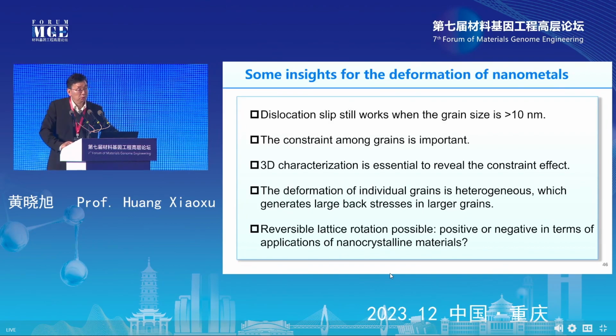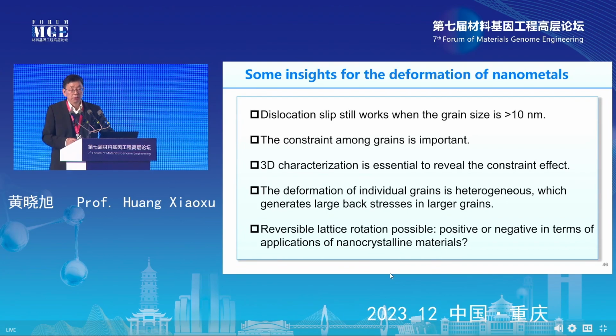and this high stress generation requires, of course, the constraint between grains. If we do 2D observations, the constraint will be very much released. You won't see this very high back stress generation, and of course you won't see any reverse rotation. That really means 3D characterization is essential for us to understand what's going on during the plastic deformation of nanocrystalline materials.